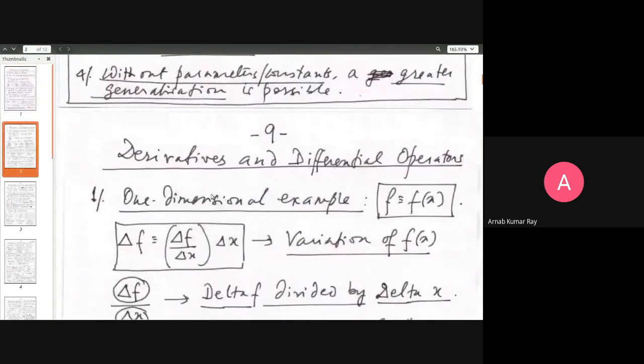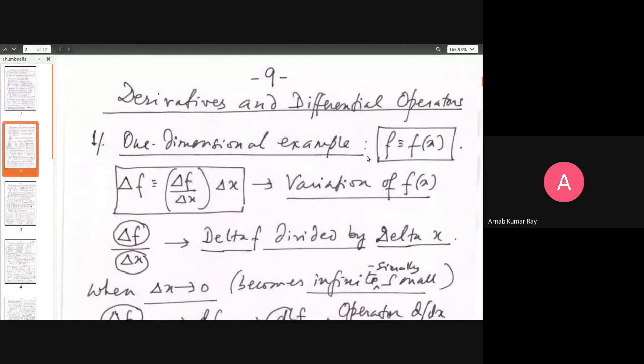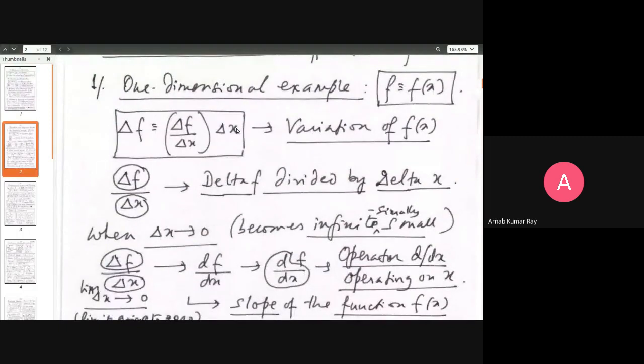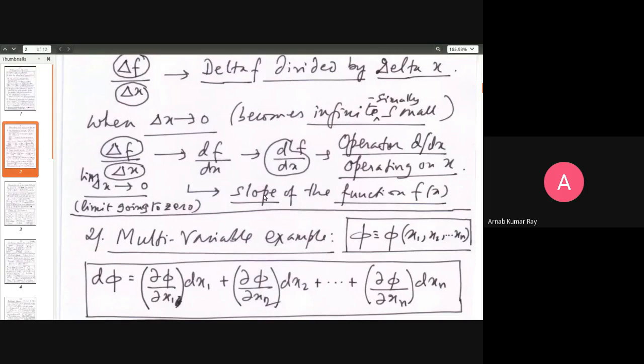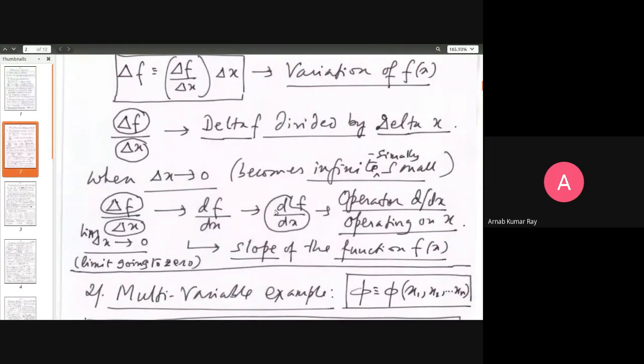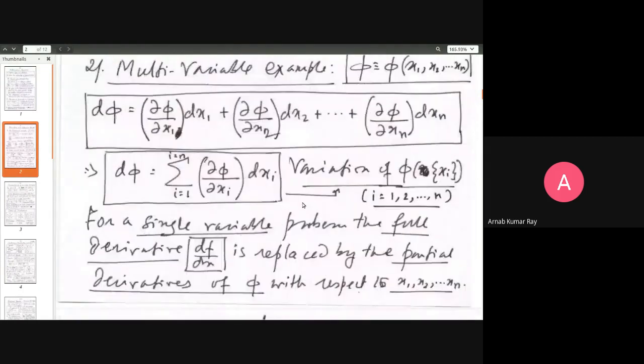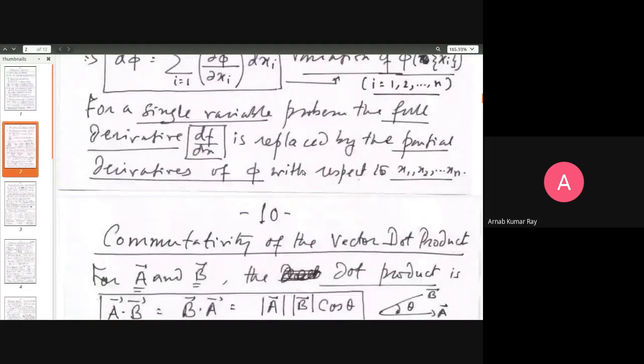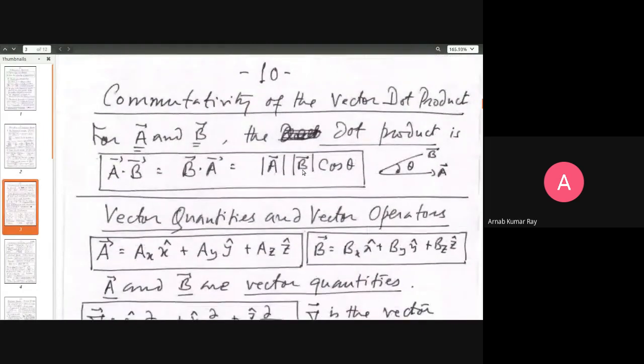We also talked about derivatives and differential operators, and I may mention just something that we took up a while ago, f as a function of x, and that's the slope. When you talk about multiple variables, this is the variation of the function. These are things we talked about. Now we shall begin this new discussion with some basic ideas.